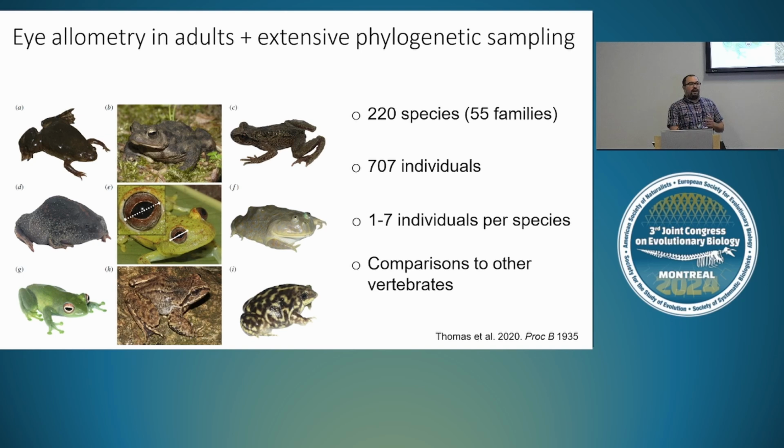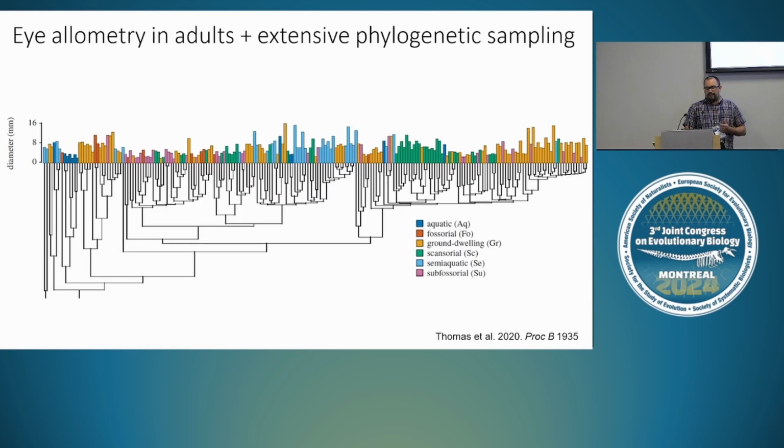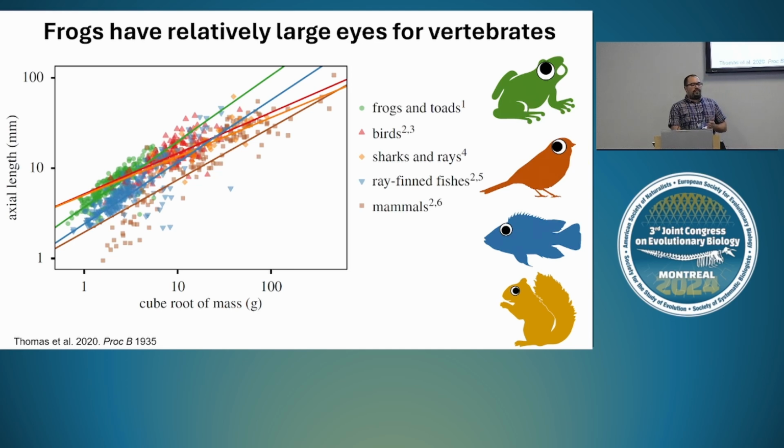All right, so how do we study eye size across frogs? We use extensive phylogenetic sampling, and we looked at eye allometry, meaning the size of the eye compared to the body size. This is just an example of the level of sampling we have. I don't expect you to be able to see anything specific on this figure, just to show you the broad sampling that we used. One of the first things we noticed in this study is that frogs have relatively large eyes for vertebrates. The green circles there on the green line are the frogs, and they have larger eyes than most other vertebrates that we looked at: birds, fish, and mammals. We think this provides good evidence that vision is really important for frogs, despite the fact that most frog species are nocturnal.